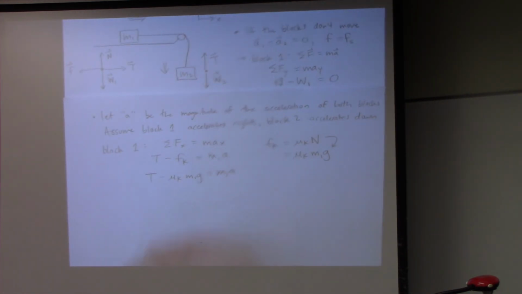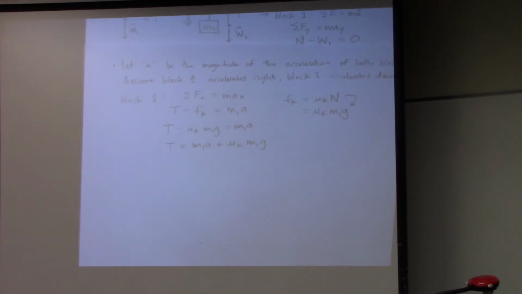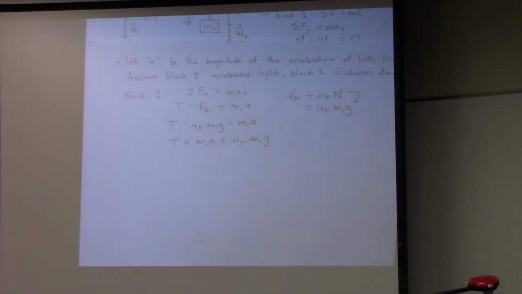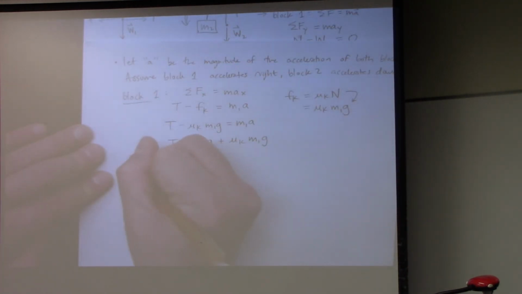So what I'm going to do with this is just solve for the tension. It's m1 times a plus mu k m1 times g. That's the tension. We got that by looking at the analysis of block 1. So now we look at block 2.